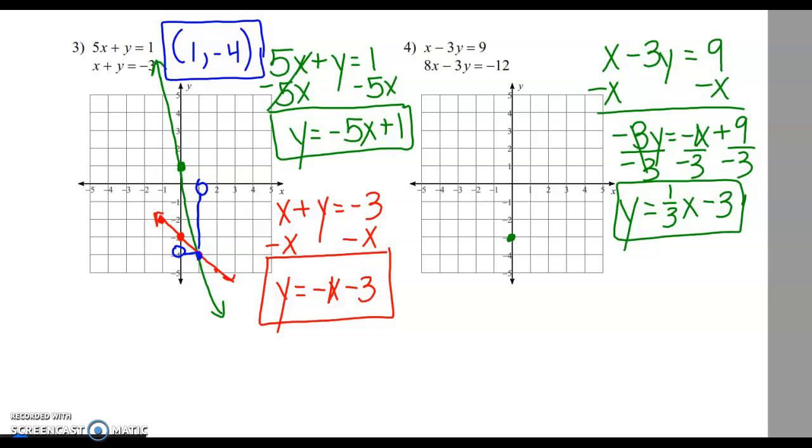Slope is 1/3 positive, so up 1, right 3. Same thing as going down 1, left 3. Cute little line.